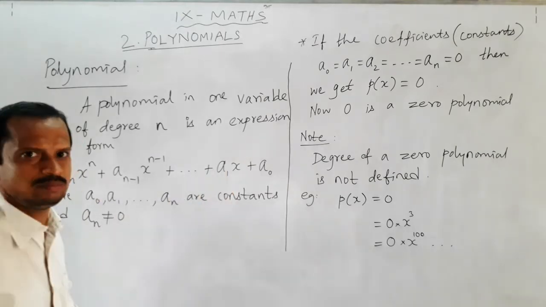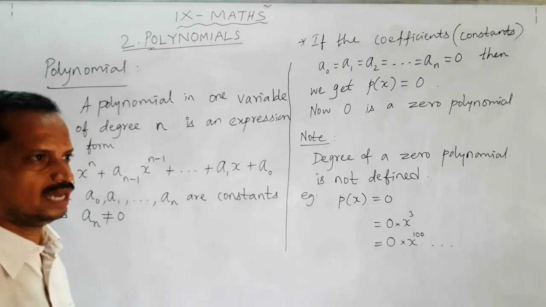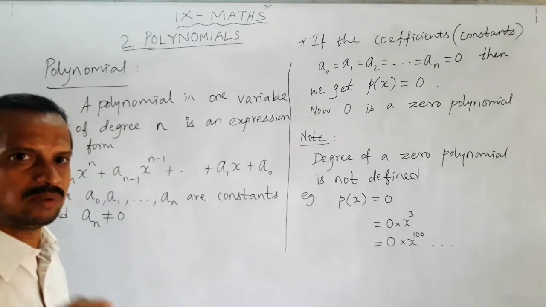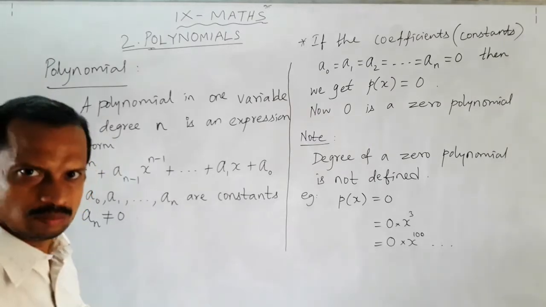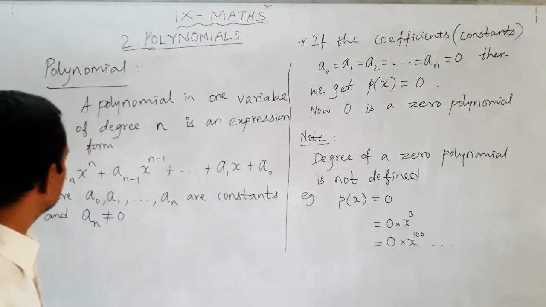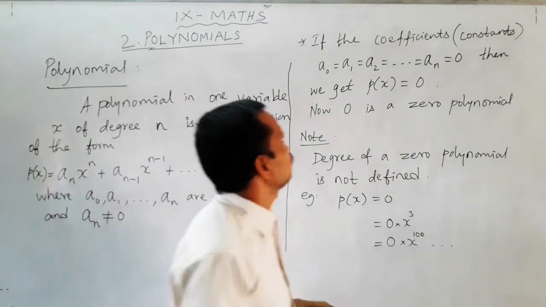Any term can be missing. I already told you x cube plus 2x minus 2. If 2x is not there, then also it is a degree 3 polynomial. I explained it to you. So in such a way you have to understand this is the general form. Clear? And one more point you have to see.